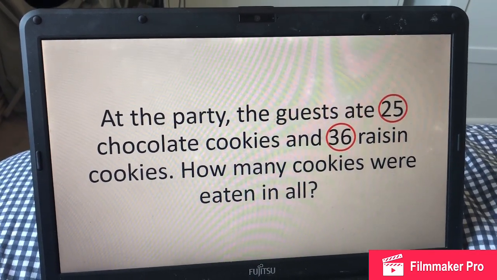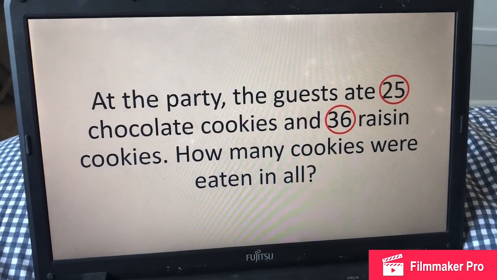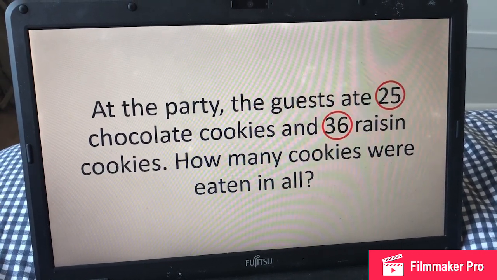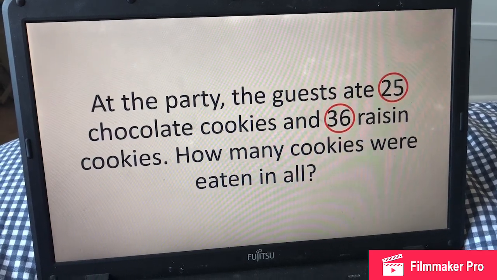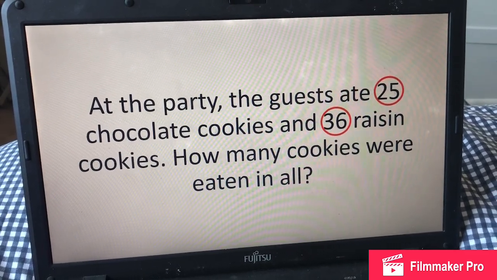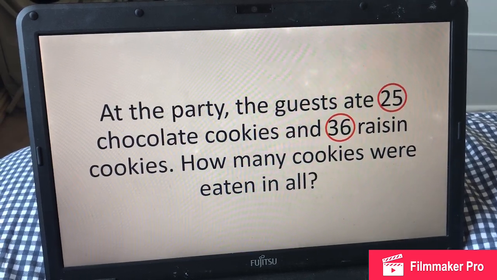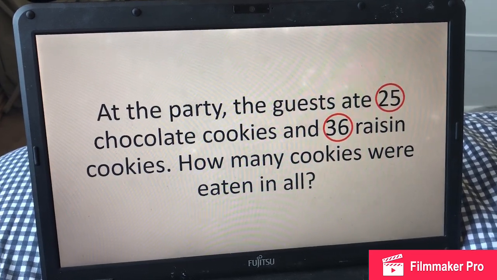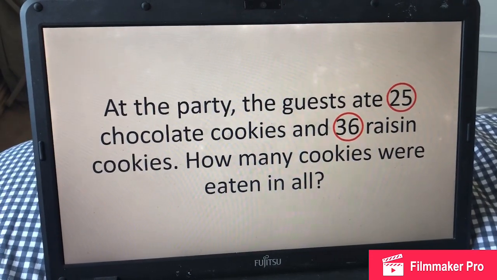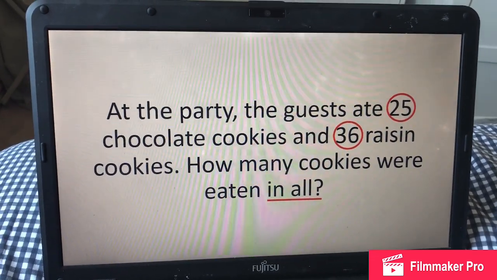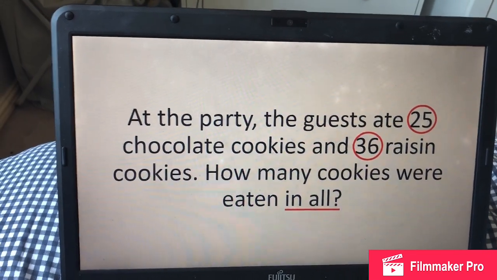So 25 and 36. And I'm going to look for that vocabulary which tells me that I have to add these numbers together. So, at the party, the guests ate 25 chocolate cookies and 36 raisin cookies. How many cookies were eaten in all? And if you have a look, I've underlined in all, so that means altogether, total.